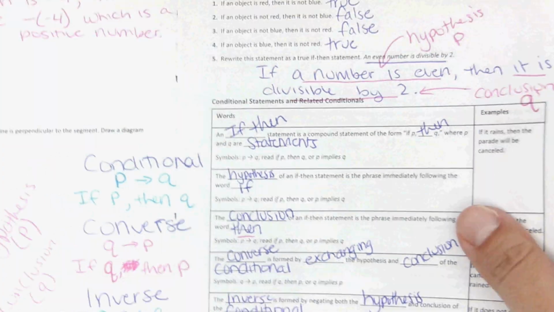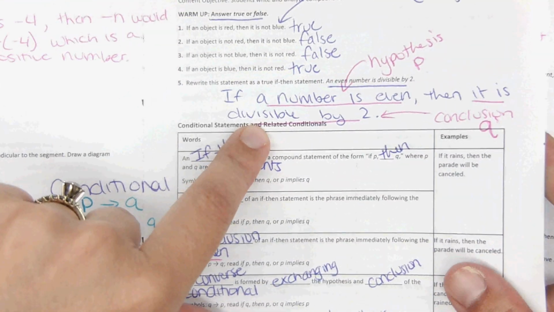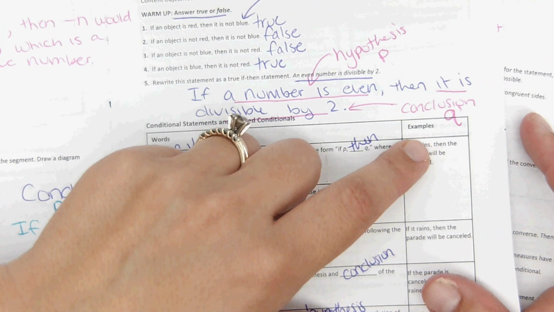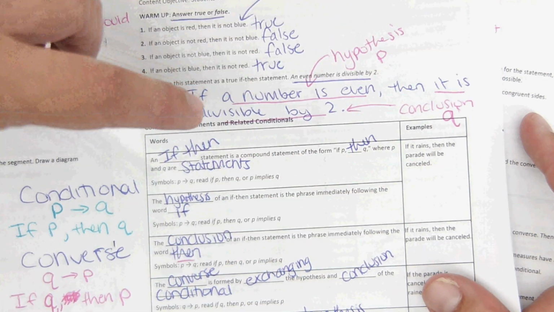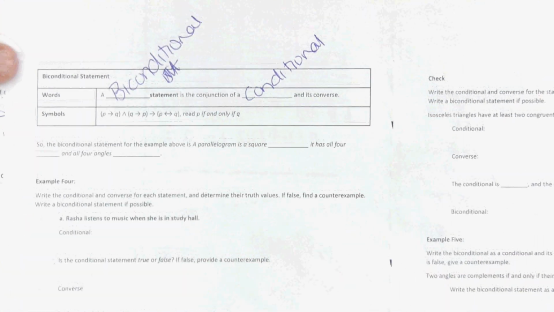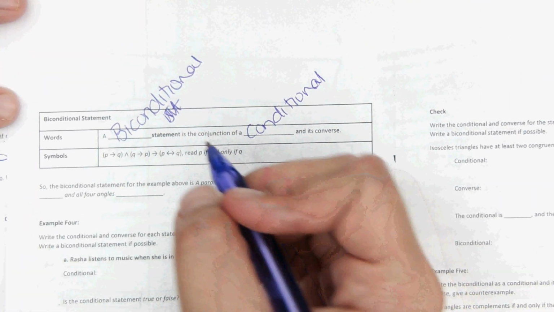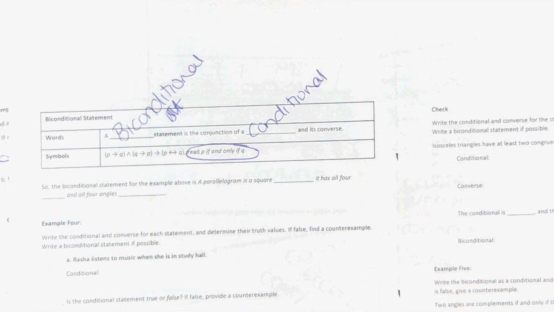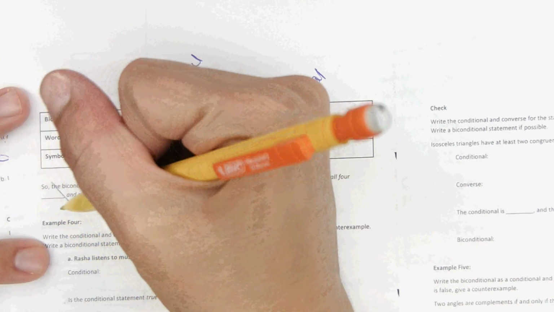So for example, in the first example, we could say if a number is even, then it is divisible by 2, or we could say it backwards and say if a number is divisible by 2, then it is even. That would be a case where the conditional and the converse are both true. When that happens, we can actually make a biconditional. And with a biconditional, we will say the words if and only if. So let me show you an example.